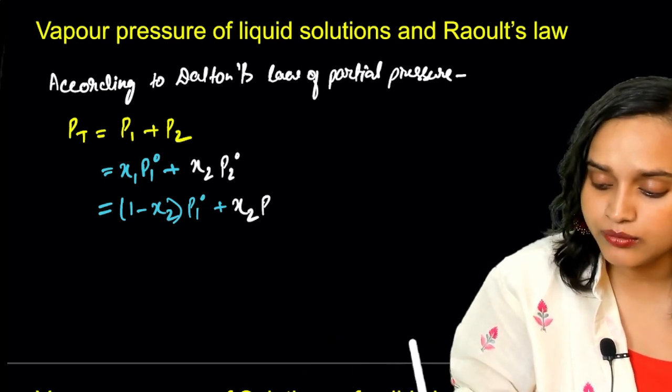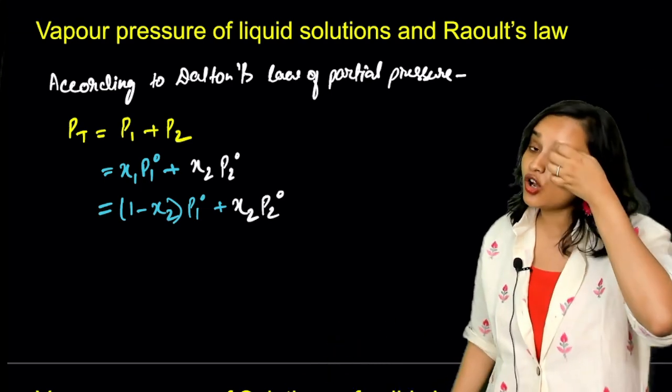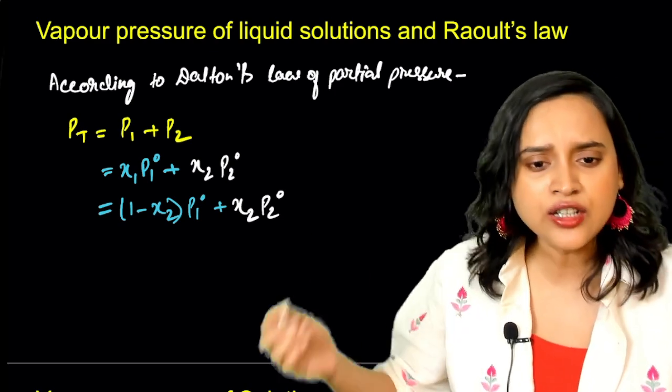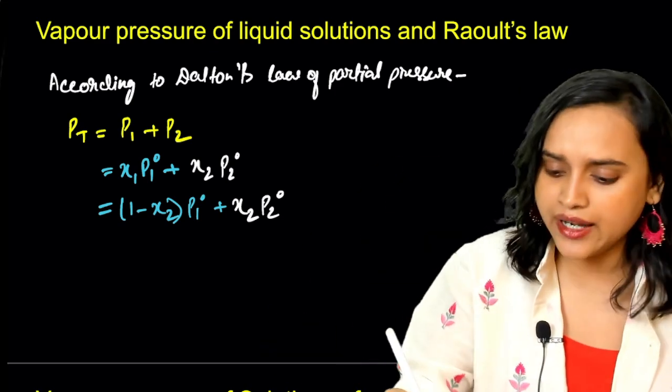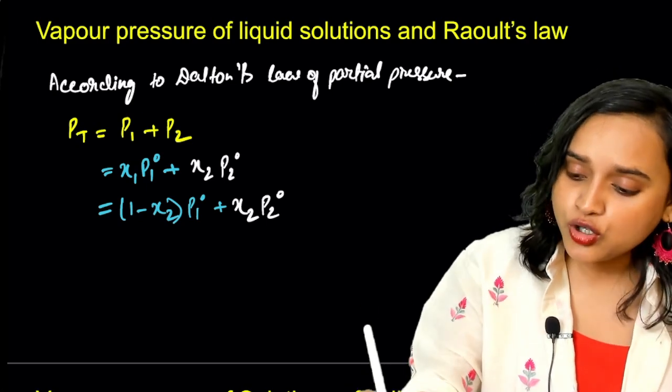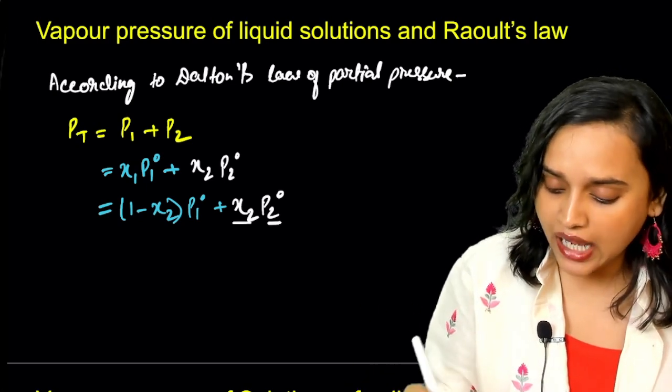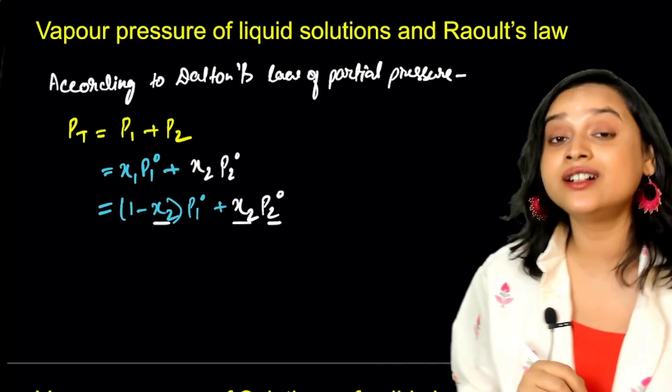Plus chi2 multiplied with P2 naught. Yes, can I write it like this? Absolutely, ma'am. Why can't you write like this? You can. Great. Now, do you notice that chi2 and chi2 are common here? Do you notice that?